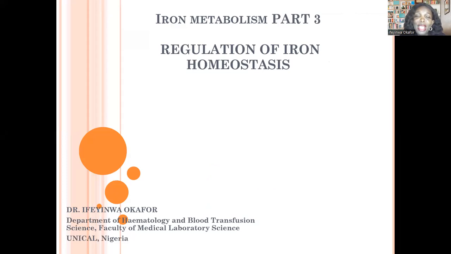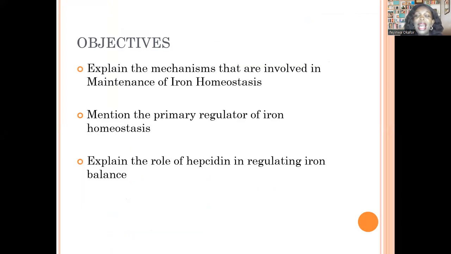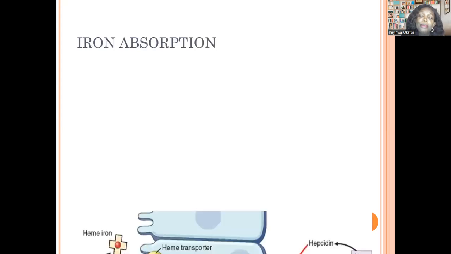Like I said, today we are going to be discussing regulation of iron homeostasis. It is expected that at the end of this lecture, you should be able to explain the mechanisms that are involved in maintenance of iron homeostasis in our system. You should also be able to know the primary regulator of iron homeostasis, and should be able to explain the role of hepcidin in regulating iron balance.